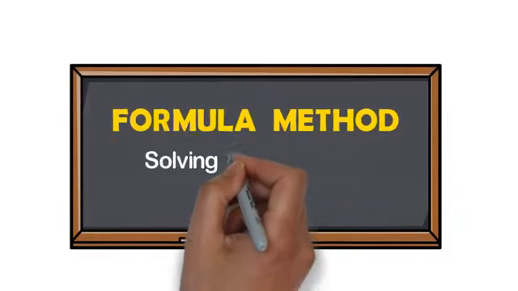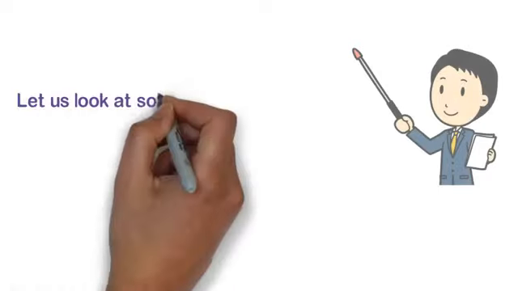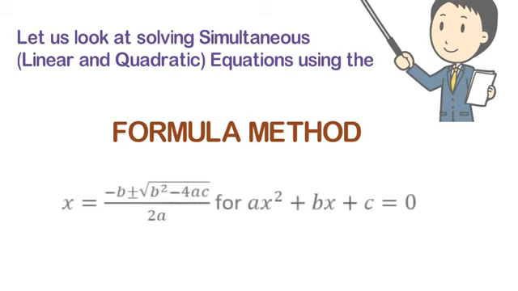In this lesson, we'll be looking at solving simultaneous linear and quadratic equations using the almighty formula, as we call it. Rather, it is called the quadratic formula. x is equal to minus b plus or minus the root of b squared minus 4ac, all divided by 2a, for the quadratic equation ax squared plus bx plus c equal to 0, where a, b, and c are scalars.